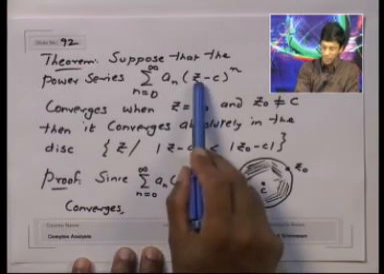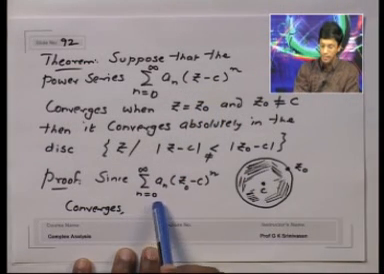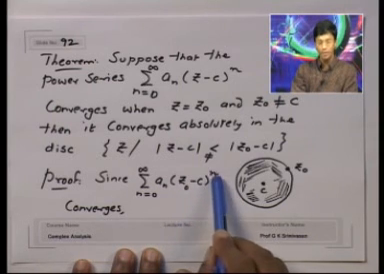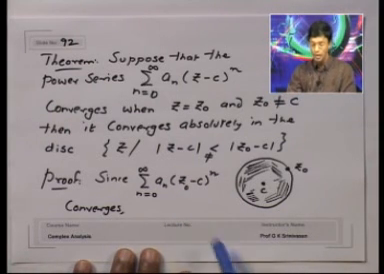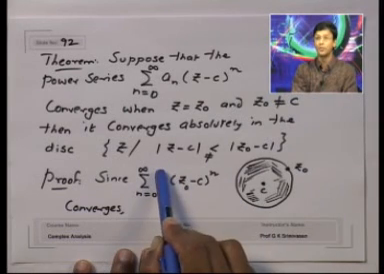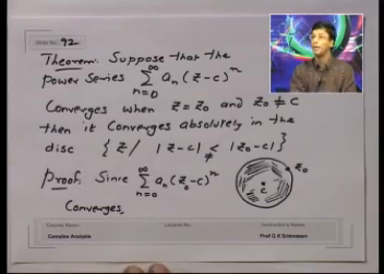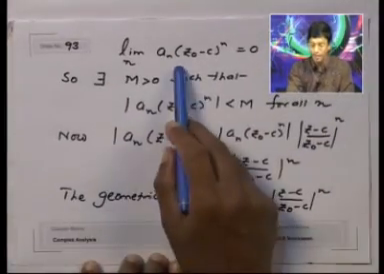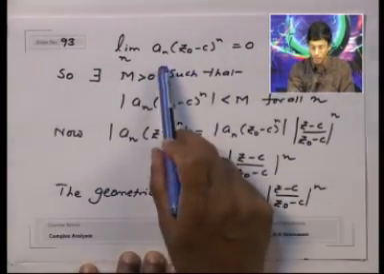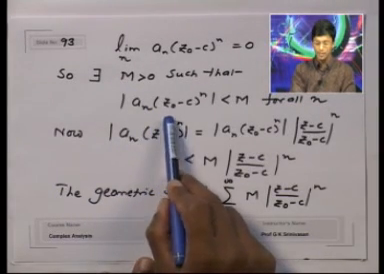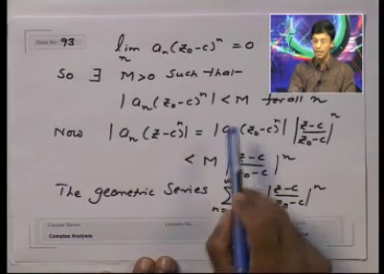Since the power series converges when z equal to z naught, sigma n from 0 to infinity a n (z naught minus c) to the power n converges to begin with. If it converges, the nth term must go to 0, and therefore the sequence is a bounded sequence. So, there is an m such that mod a n (z naught minus c) to the power n is less than m for all n.